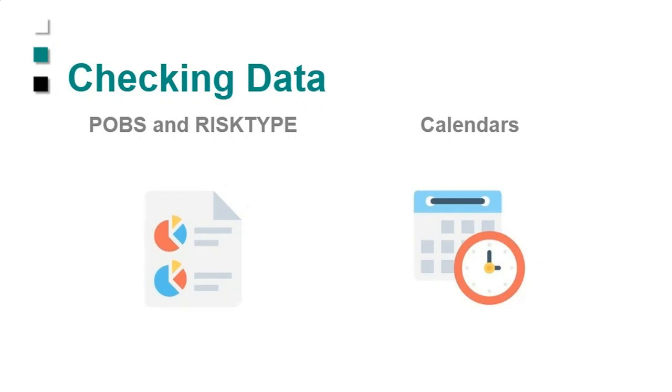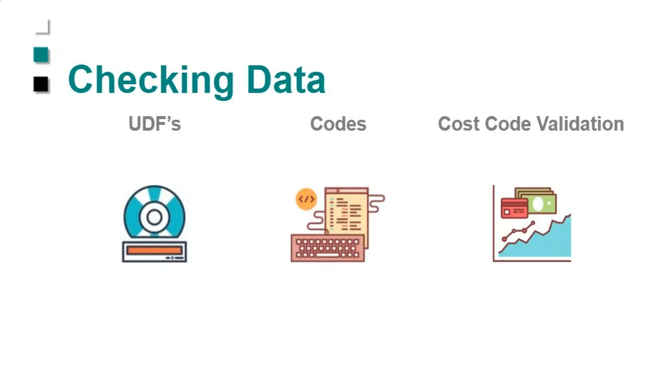Now, above and beyond that, some of these things that have been straggling around on the latest versions will also be handled. The POBS table and the risk types, which I think in version 20, it looks like Oracle has got those cleaned up now. But for older versions, those things still straggle along. So this will take care of those. You can deal with calendars, and she's going to show you in detail how that's going to work. User-defined fields, codes, cost codes, if you're using them and if your team members are using them, you'll be able to take care of those.